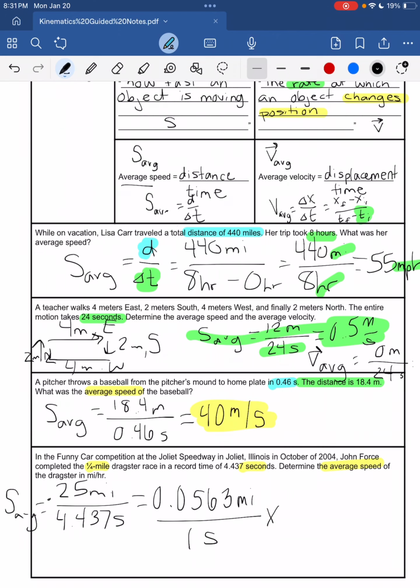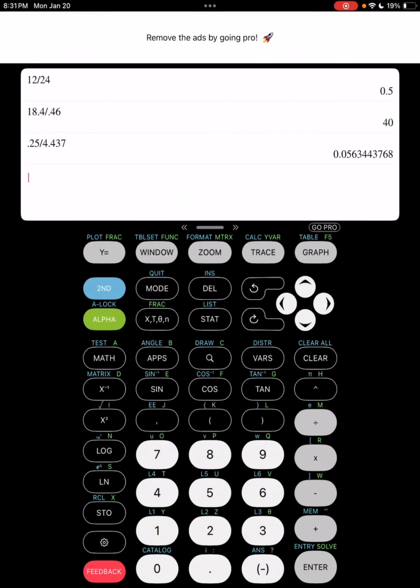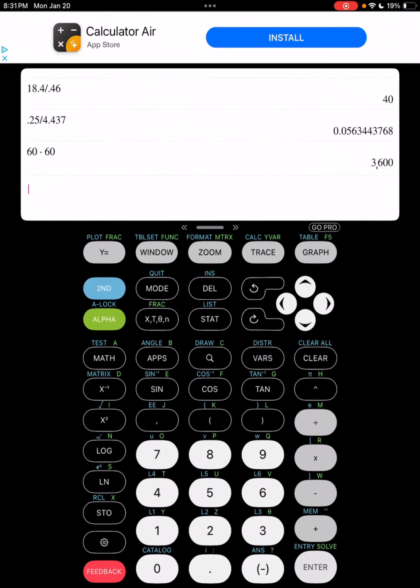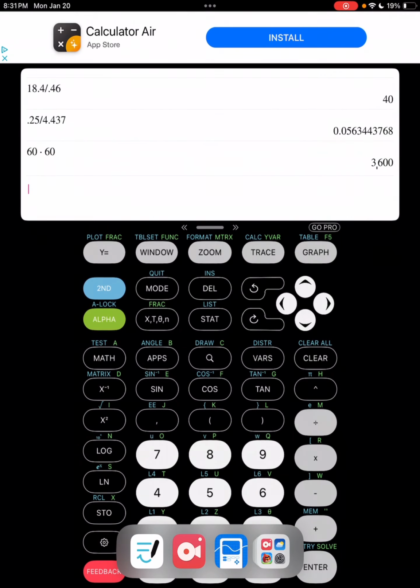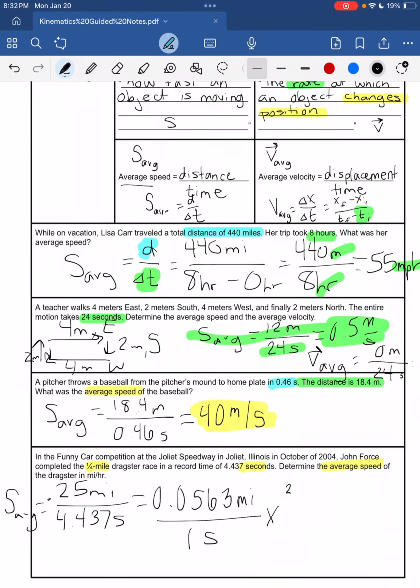And so we know that there are 60 minutes in an hour and 60 seconds in a minute. 60 times 60, 3,600. So there's 3,600 seconds in 1 hour. So our seconds are with units and hours on the bottom. Notice how I made sure that the seconds were across from each other so that when I multiplied, they would cancel out.